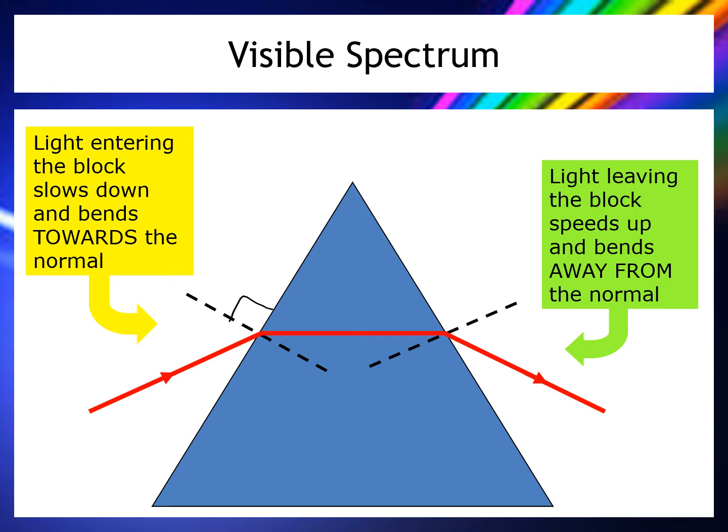Now, normally the light should have continued off in roughly this sort of direction here. But as you can see, it's bent towards the normal. And we know that as light travels into something more dense, it bends towards the normal.